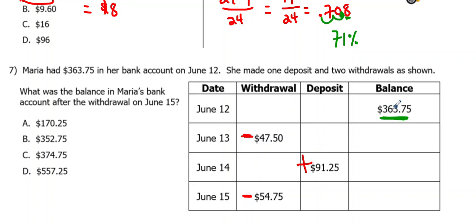So if we start with this amount and we subtract $47.50, okay, Maria now has $316.25. Okay, but then she deposits some money, so she adds $91.25, and she ends up with $407.50. All right, then she takes out some more money. She spends some money and takes out $54.75. And if I subtract that out, I get $352.75, which is answer choice B.